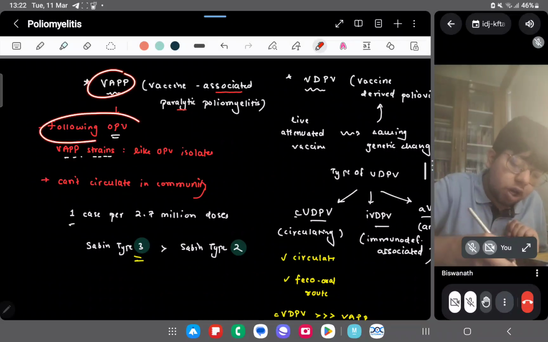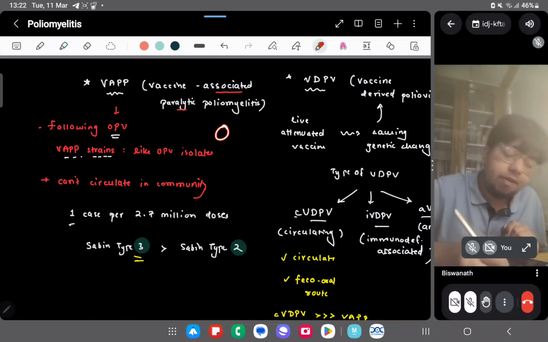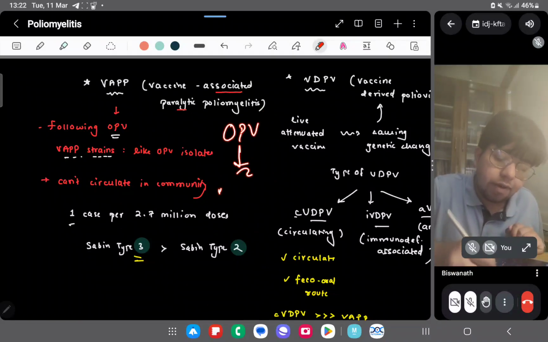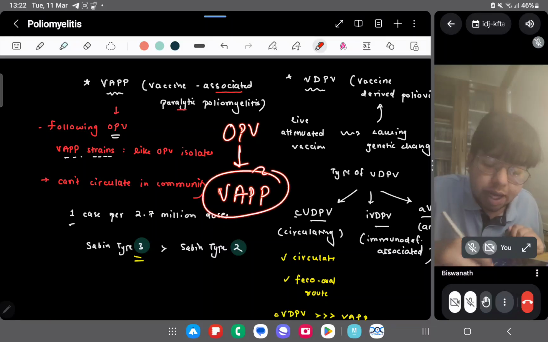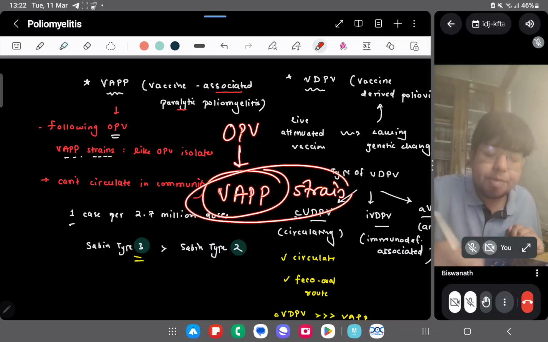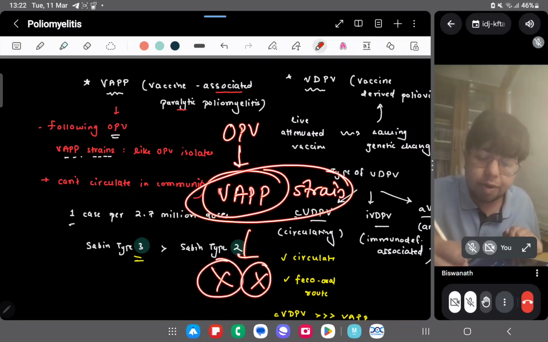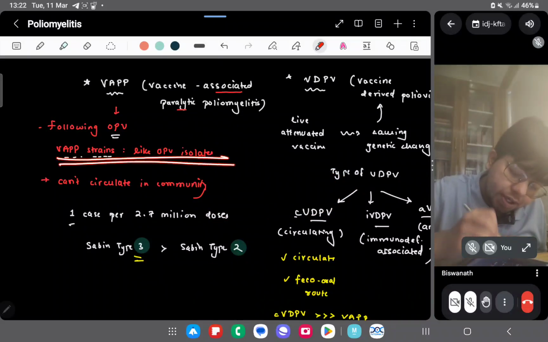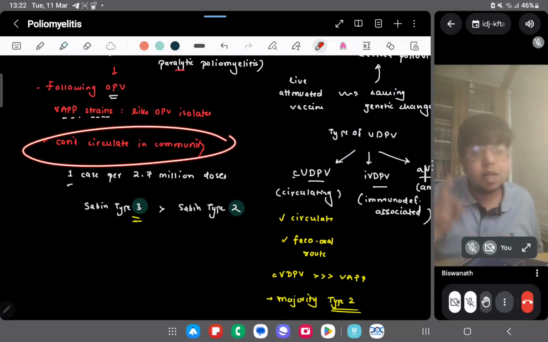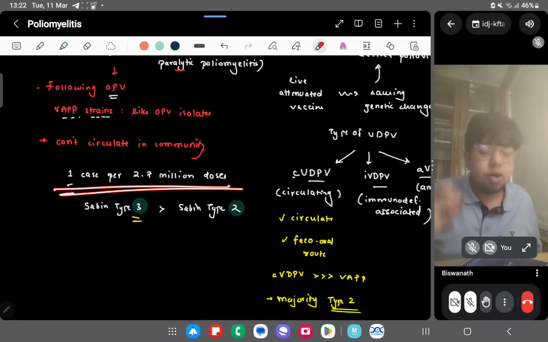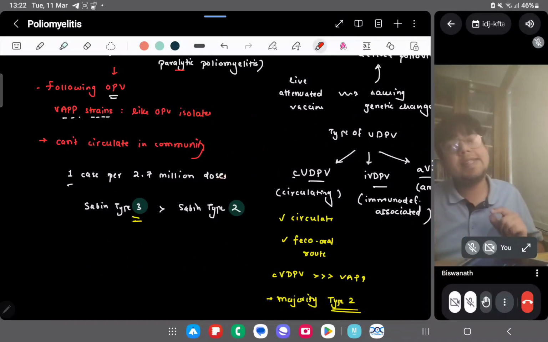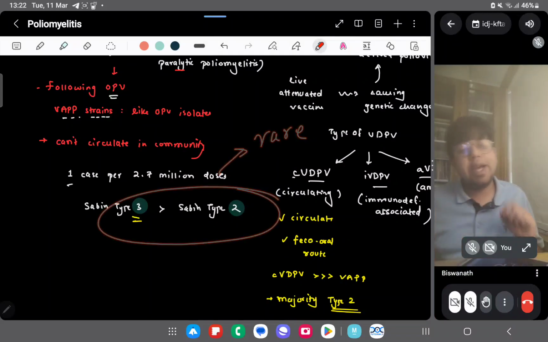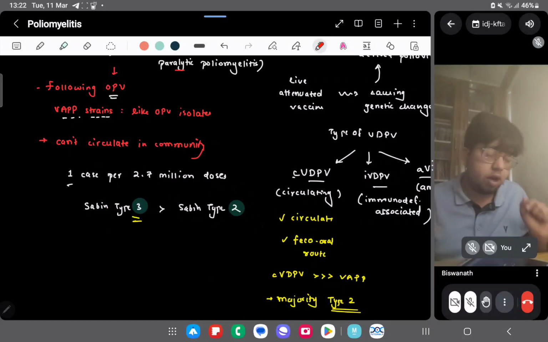VAPP is basically following OPV. After giving a person OPV, the poliovirus undergoes modification and forms a VAPP strain, but it can't circulate in the community. Circulation only happens with the VDPV strain, right? So VAPP strains are like OPV isolates and can't circulate in the community. One case is noted per 2.7 million doses. So it is very rare, and Sabin type 3 is more implicated than Sabin type 2 in VAPP.